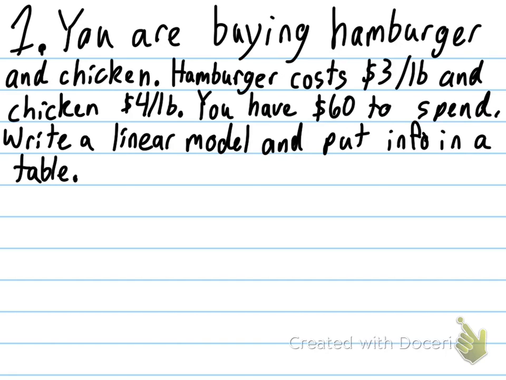So, our first is you are buying hamburger and chicken. And hamburger costs $3 per pound and chicken costs $4 per pound. You only have $60 to spend. So you're going grocery shopping, you want to buy hamburger and chicken, but you only have $60 to spend on it. So we need to write a linear model and put that information in a table, just so we can look at it.